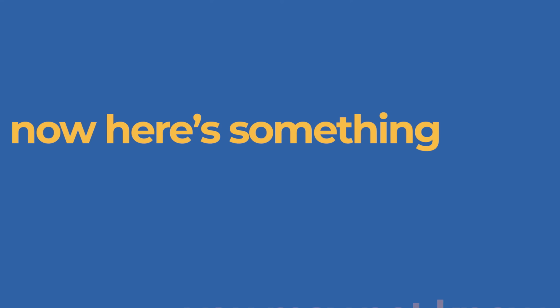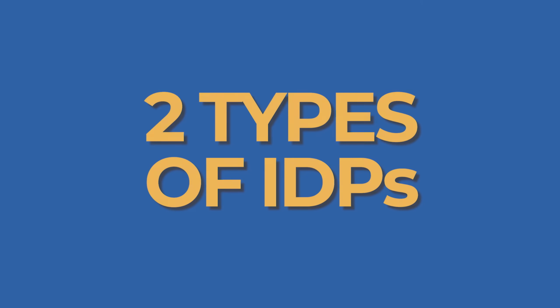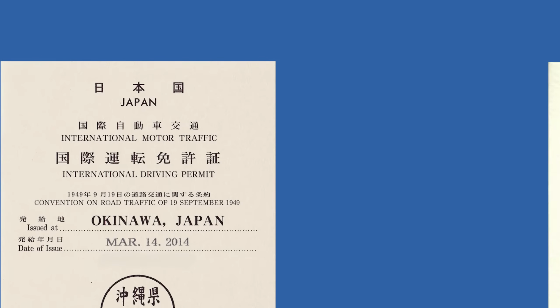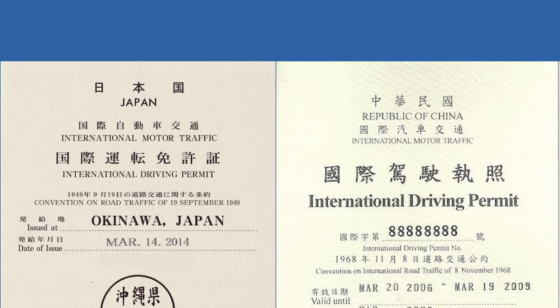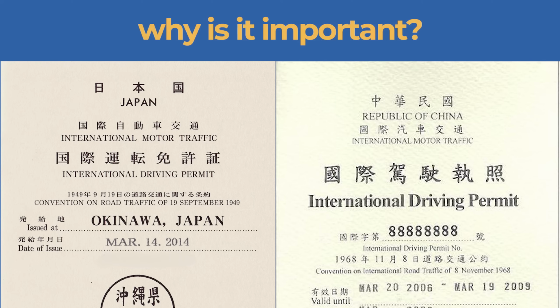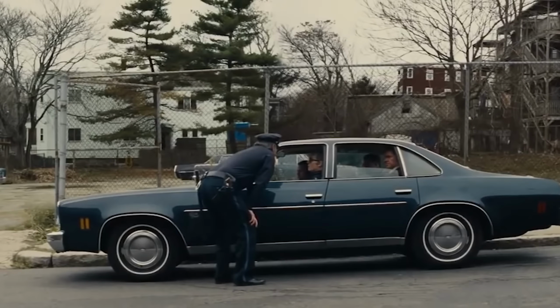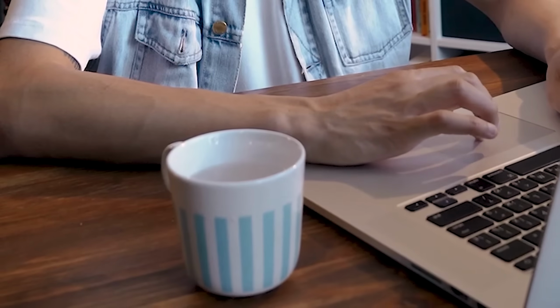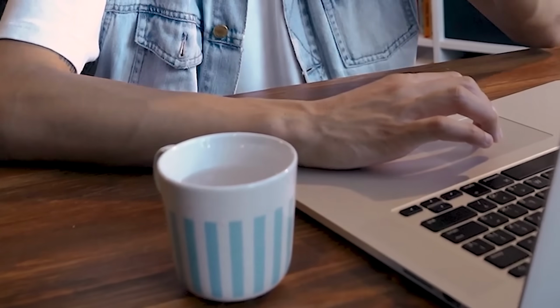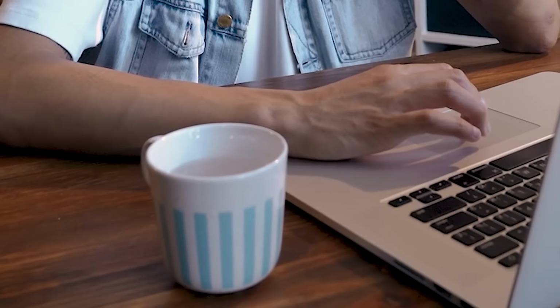Now here's something you may not know. There are two types of IDPs, one that follows the 1949 format and another that follows the 1968 format. But why is that important? Well, although the information on both IDPs is the same, some countries have pretty strict rules. The US, for example, only accepts IDPs that follow the 1949 format. So before you get an IDP, make sure you know the type of IDP recognized where you are traveling.